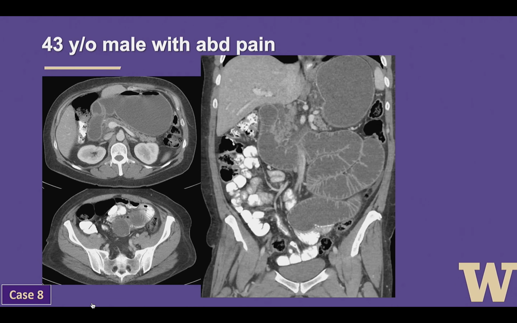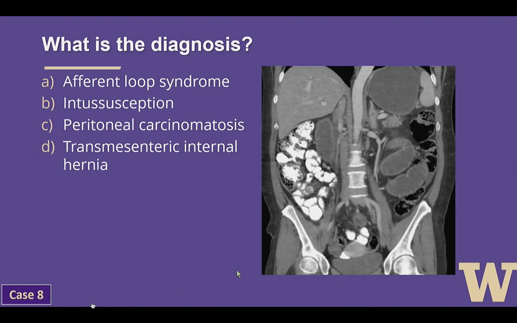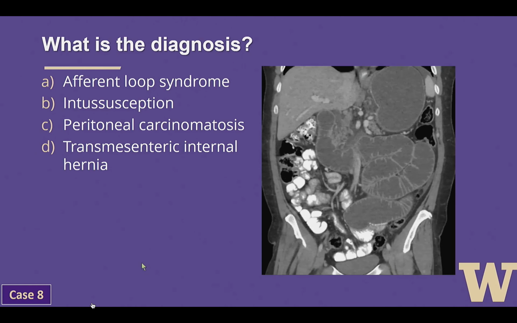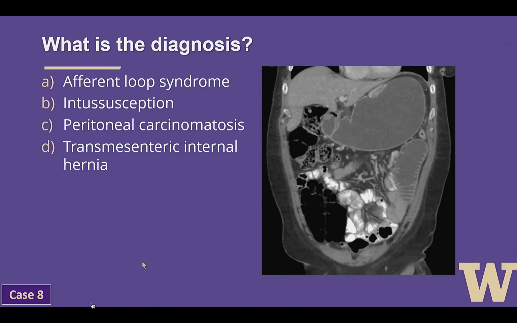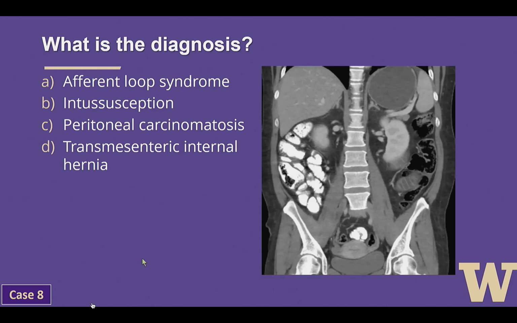Case 8 is a 43-year-old man with abdominal pain. 3 CT images here and a cine clip. The question is, what is the diagnosis? Afferent loop syndrome, intussusception, peritoneal carcinomatosis, or transmesenteric internal hernia, similar choices to previously.